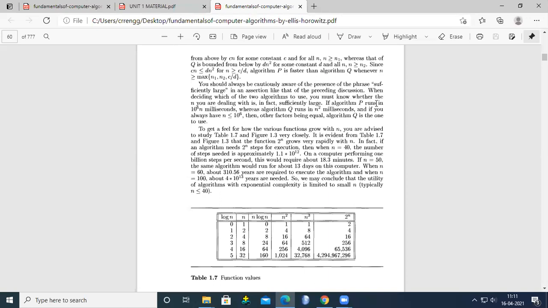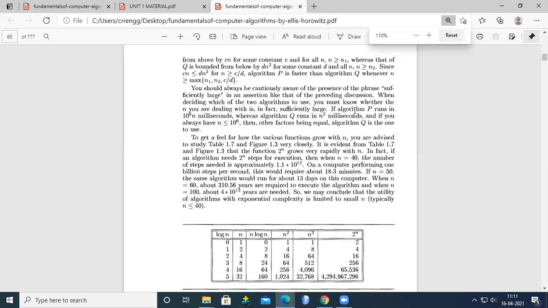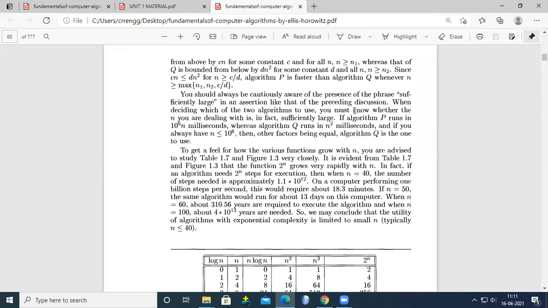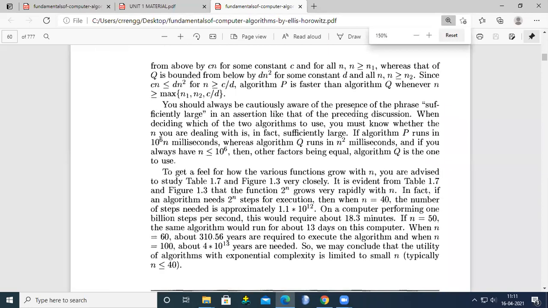So if algorithm P runs in 10 power 6 n milliseconds, whereas the algorithm Q runs in n square milliseconds, and if you always have n less than or equal to 10 power 6, then other factors being equal, algorithm Q is the one to use.